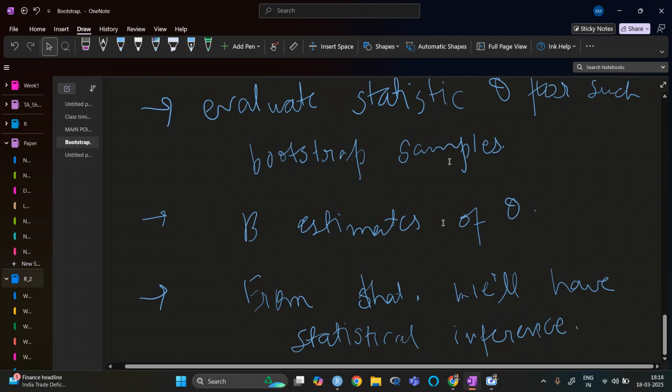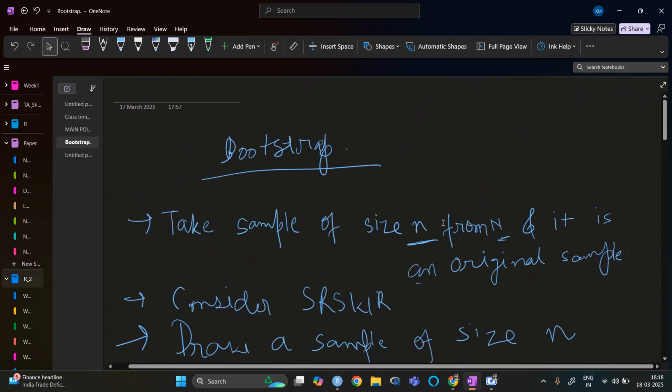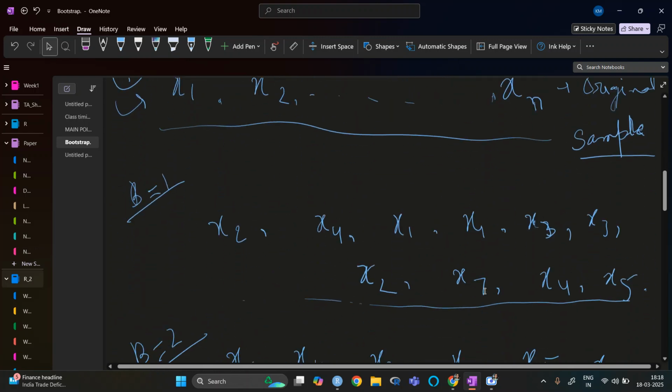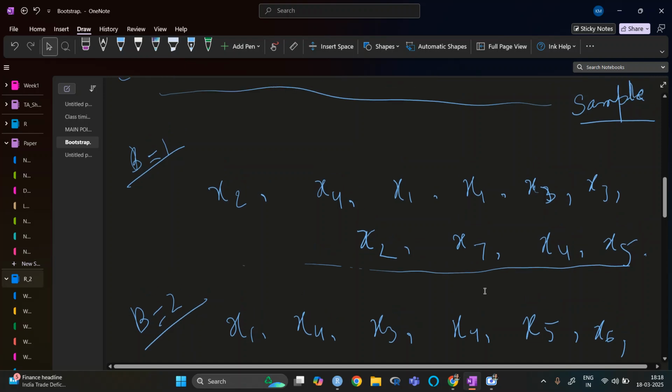Bootstrap sampling, R means, ma'am? R is the number of samples. Yes, you can take R as the number of bootstrap samples. Like anything we are taking here as B, you can take R.